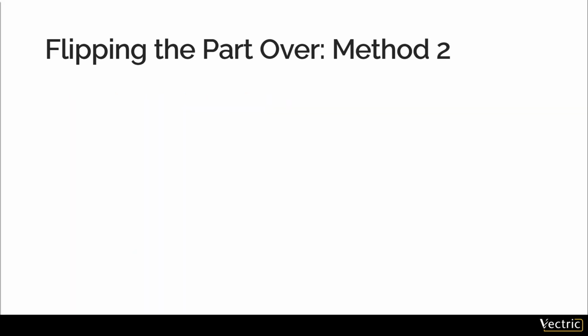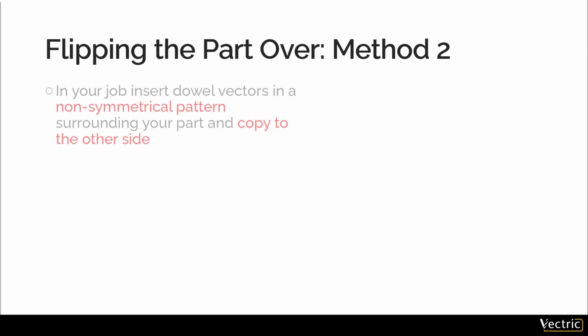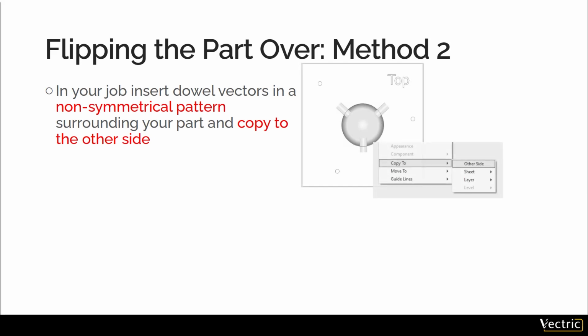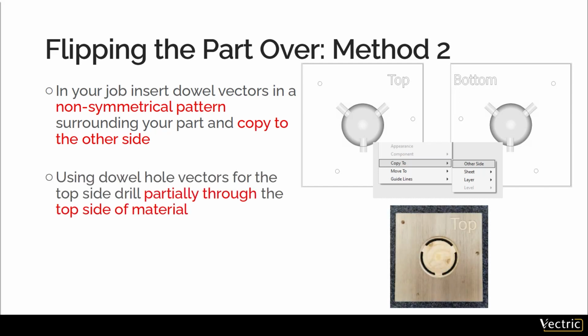Method 2. So rather than drilling all the way through the material and into the spoil board, we could look at using the asymmetrical dowel hole method, where we drill part way through into the top side of the material and in a separate operation machine dowel holes into the spoil board. In your job, insert dowel vectors in a non-symmetrical or asymmetrical pattern surrounding your part and copy those to the other side. Using the dowel hole vectors for the top side, drill partially through the top side of the material.